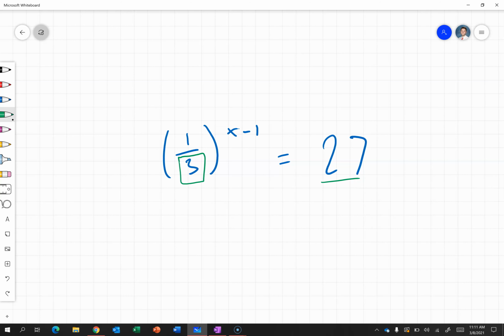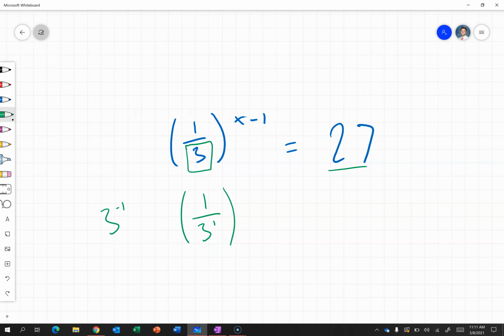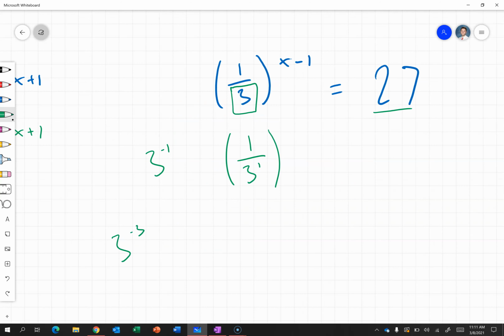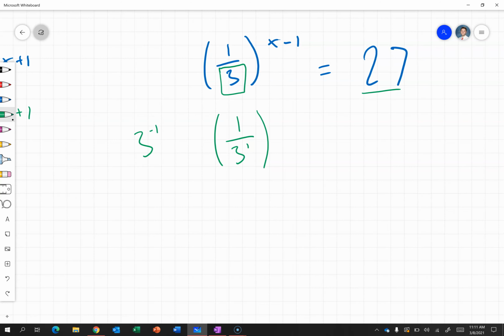If I have 1/3, I could start by rewriting that as 1 over 3 to the first power, because 3 to the first power is simply 3. And if I know my negative exponents, 3 to the negative 1 power just means the reciprocal, 1 over 3 to the first power. Just like if I had 3 to the negative third power, that would mean 1 over 3 to the third power. That negative exponent just means the reciprocal of that normal power. So I have 3 to the negative first power, which represents 1 over 3.